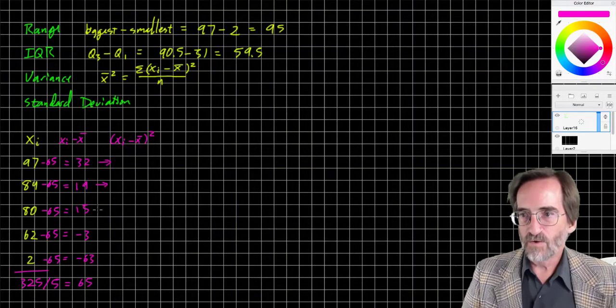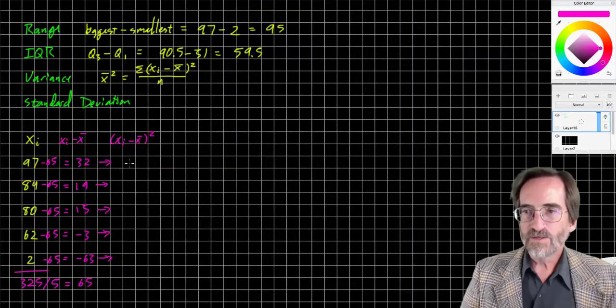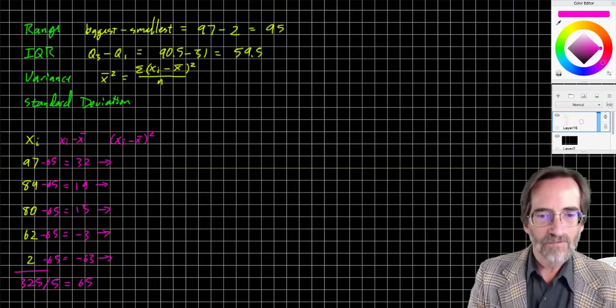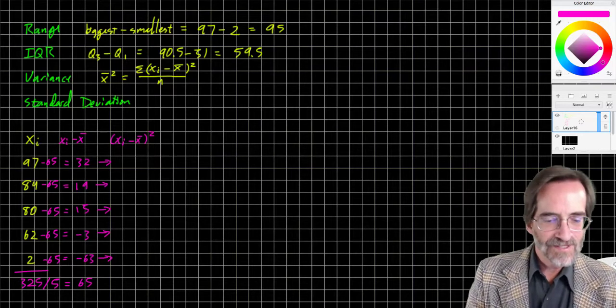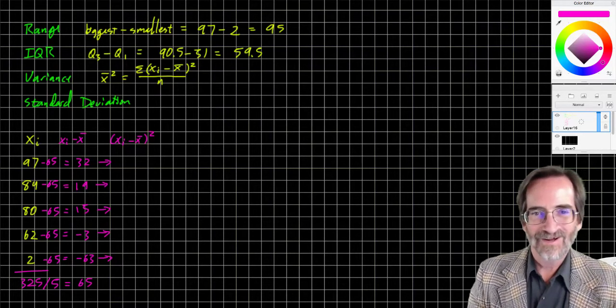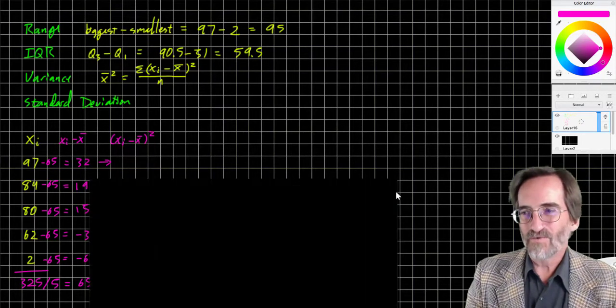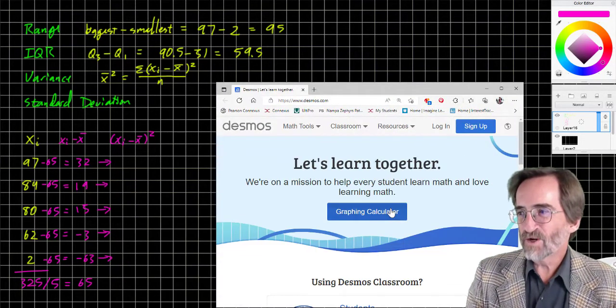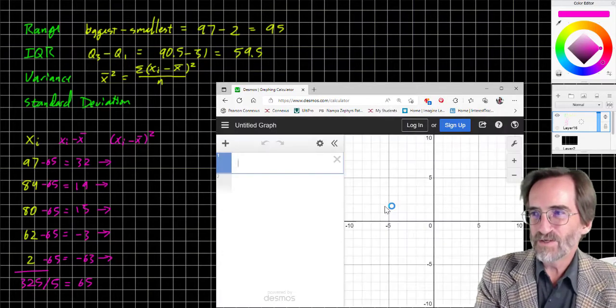Okay, these don't equal, so I'm not writing an equal sign. This is just the result of squaring. 32 squared, I have no idea. All right, Desmos. Oh, calculator. And you can use a calculator for all these steps. But it is important that you know how to find the standard deviation.